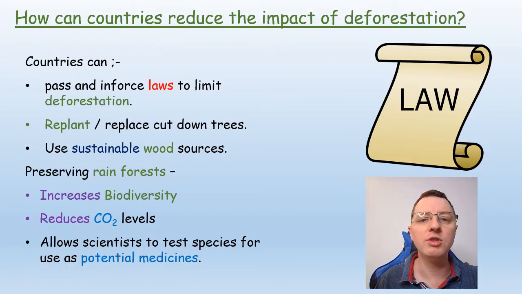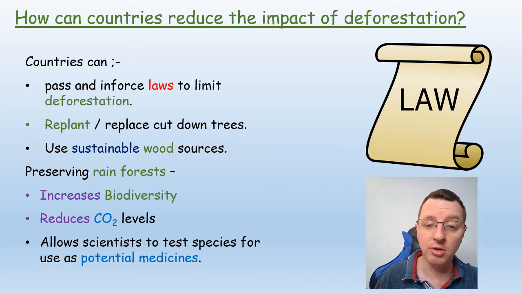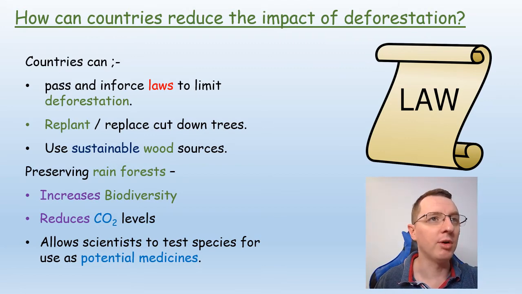How can countries reduce the impact of deforestation? Well, countries can pass and enforce laws to limit deforestation. Many countries will pass laws, but their enforcement is very weak, so the deforestation continues. Countries can try and replant and replace any trees that have been cut down. And you as a consumer can try and use sustainable wood sources from areas where forests are replenished, where wood that is cut down can be used, and new trees are replanted so that that wood can grow again.